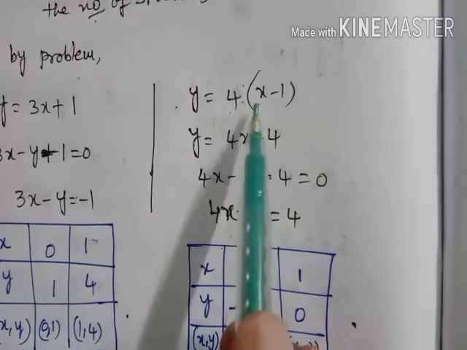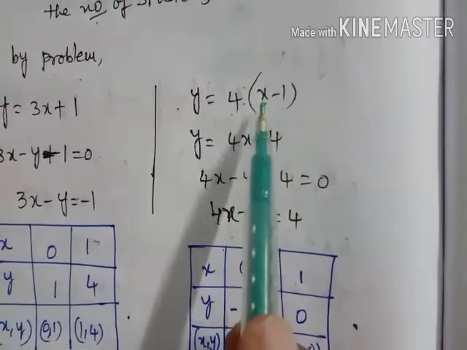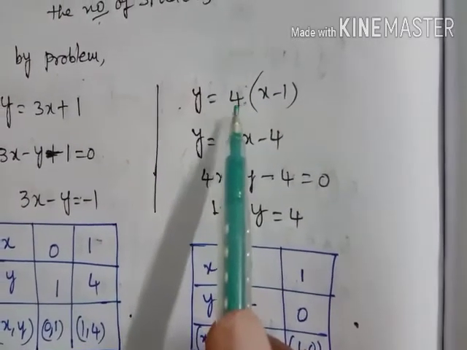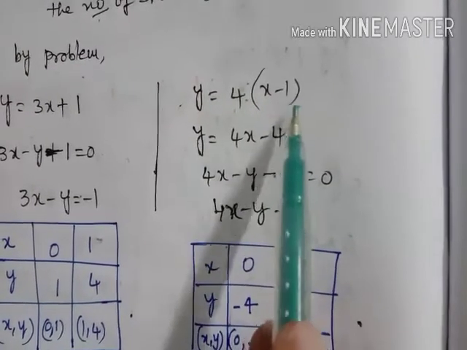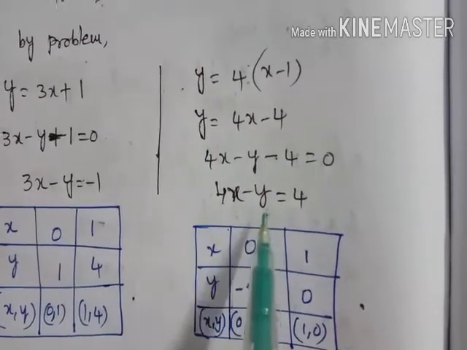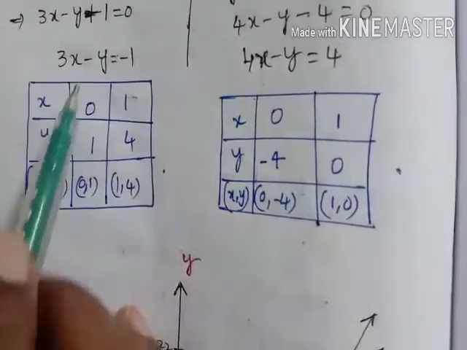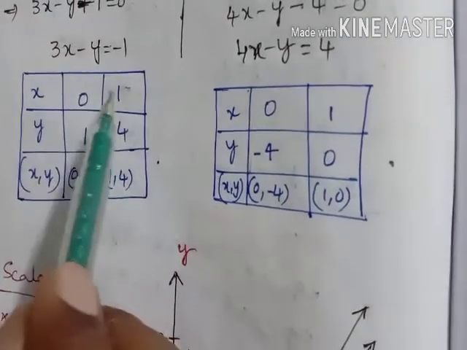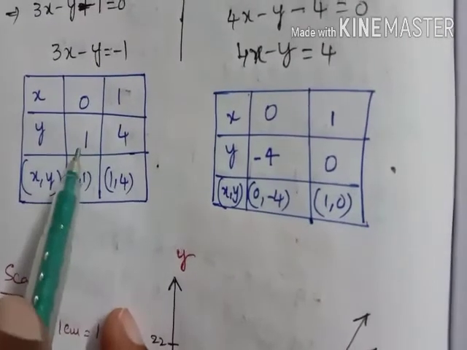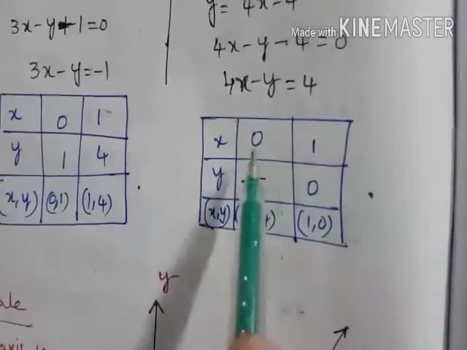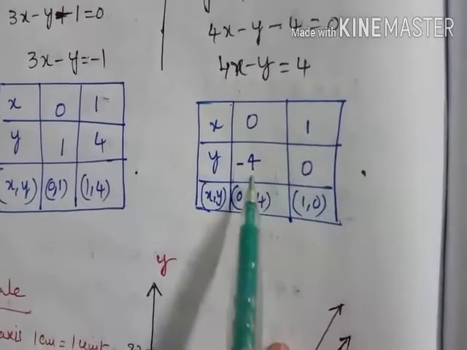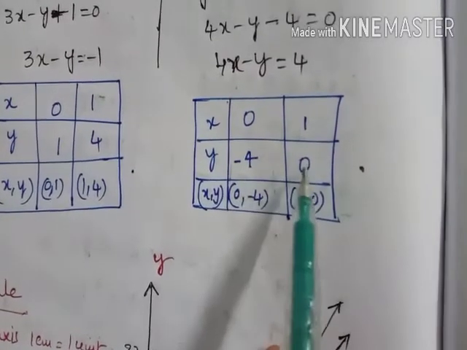So in one bench I can accommodate 4 students. So that I am multiplying 4 into x minus 1. I am getting 4x minus y is equal to 4. So in those equations I am substituting x is equal to 0, 1. I am getting y values 1 and 4. I am substituting 0 and 1. I am getting minus 4 and 0.